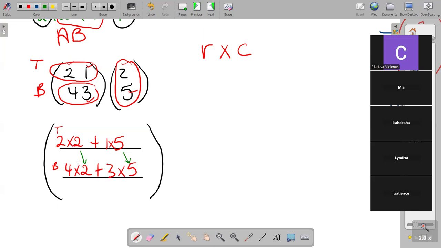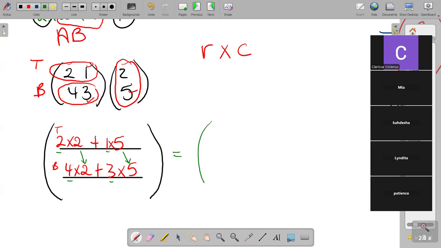Everybody see that? 2, 2, 5, 5. In addition to that, the front numbers represent your first matrix. Watch this. 2, 1, 4, 3. 2, 1, 4, 3. That's the back check to make sure your numbers are correctly arranged.